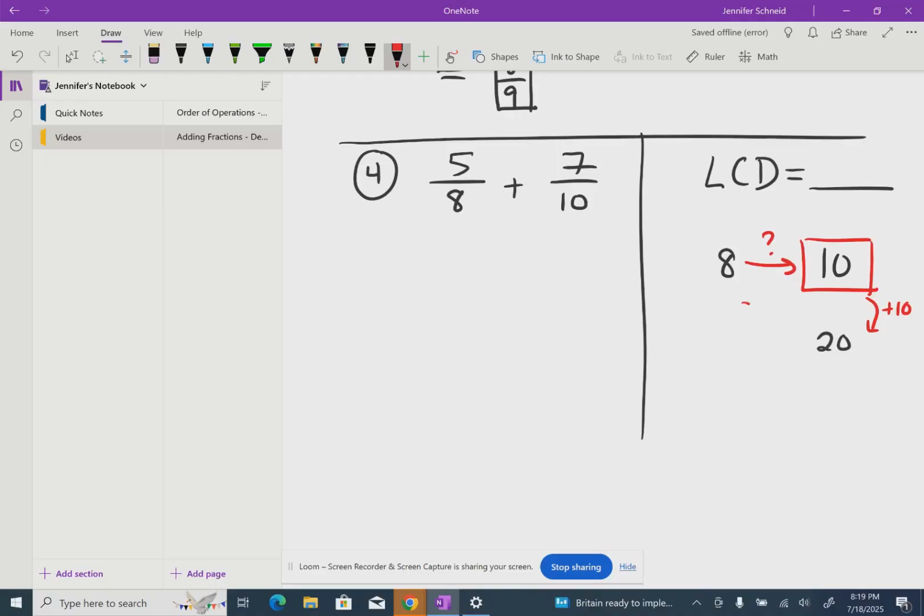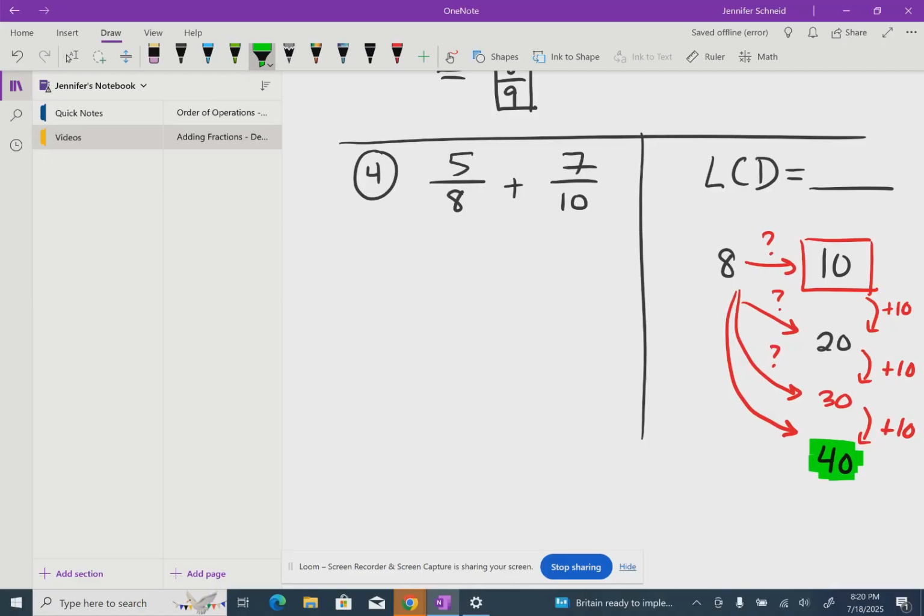Now, does 8 go into 20? No, it does not. And so I'm going to add on another 10. And so I get a 30. Now, does 8 go into 30? No, it does not. And so I add on a 10. So see how I just keep increasing that largest number. Does 8 go into 40? Yes, it does. And so here is our least common denominator of 40.